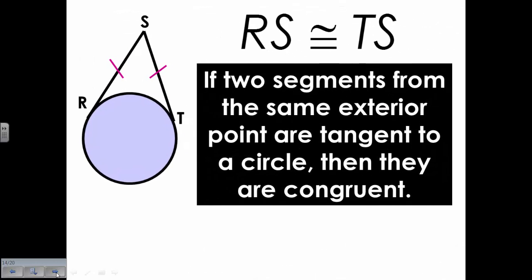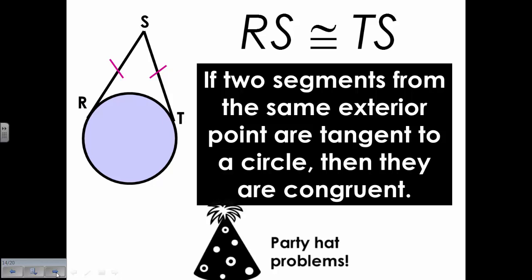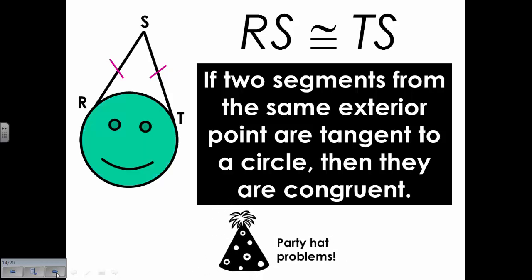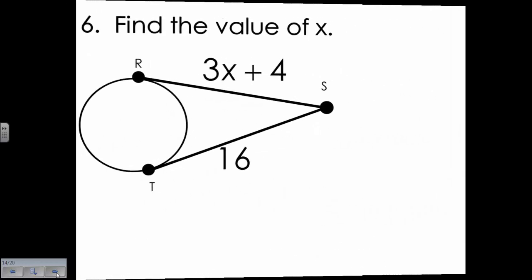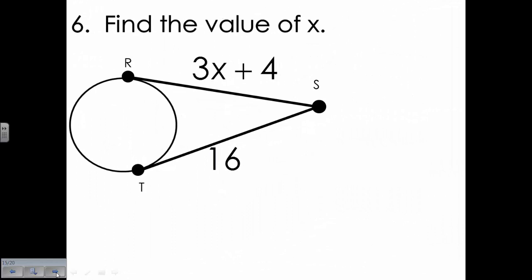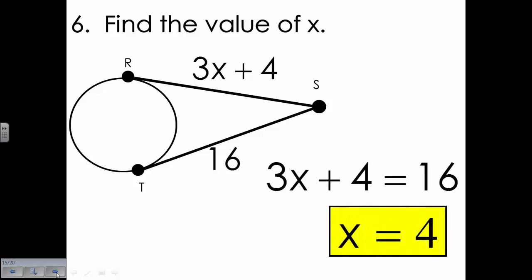Copy this down. If two segments from the same exterior point are tangent to a circle, then they must be congruent to each other. I call these party hat problems. So one side of the party hat is equal to the other side of the party hat. Copy this example down. RS is congruent to ST because they both come from the same external point. So we set the two sides equal to each other and solve.